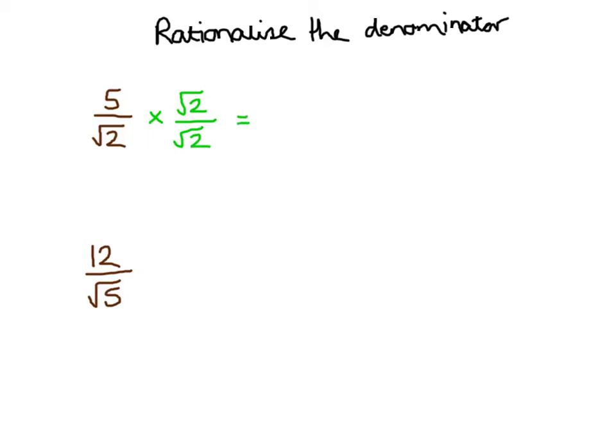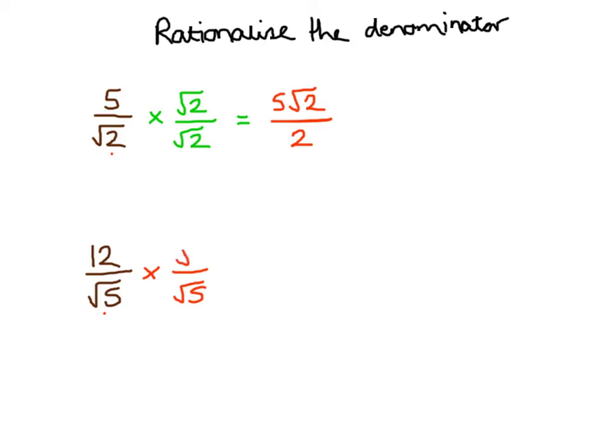Now, that leaves me with, on the top, 5 times the square root of 2, which is 5 root 2. And on the bottom, the square root of 2 times the square root of 2 is 2. And that's that done. We've removed the surd from the bottom. We've rationalised the denominator. Again, to get rid of the square root of 5 off the bottom of this fraction, we would just multiply both the top and bottom by the square root of 5.